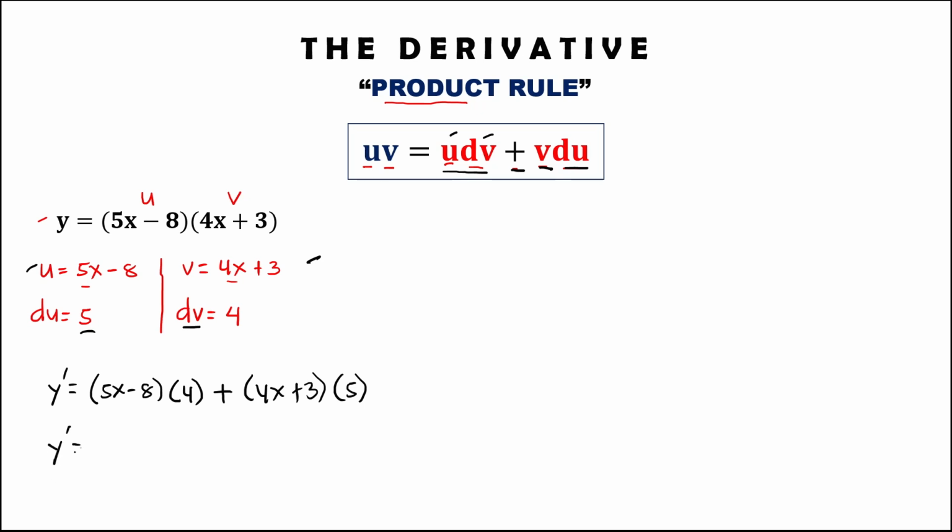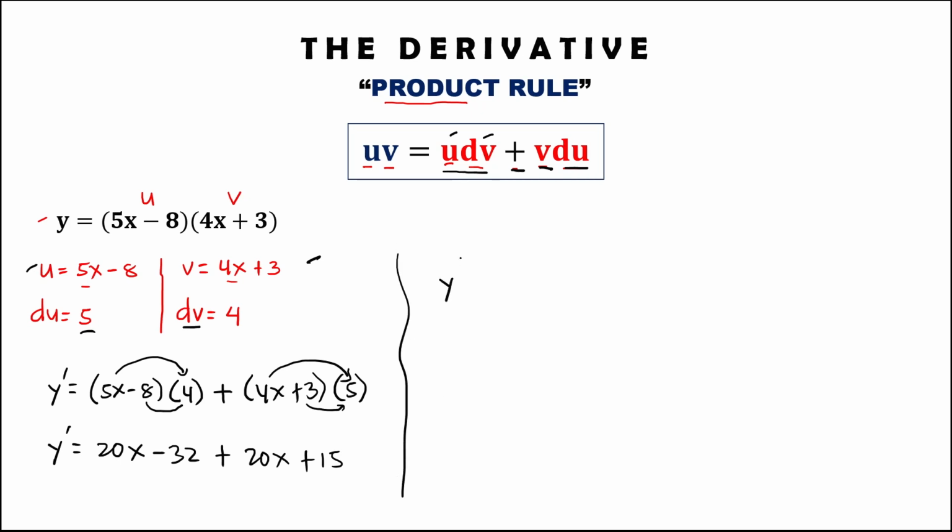Then simplify. So y prime equals, multiplying, 20x. Then negative 8 times 4, this is negative 32. Then plus, multiplying, 20x. Then 3 times 5, this is positive 15.